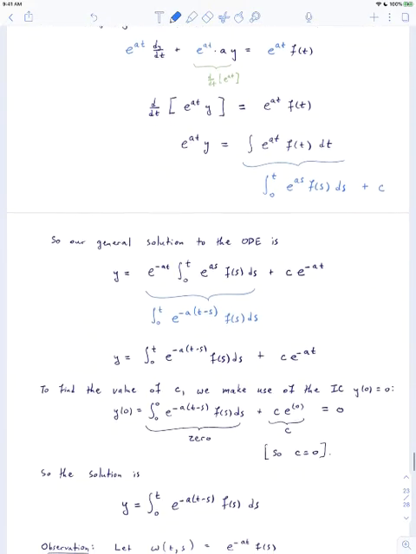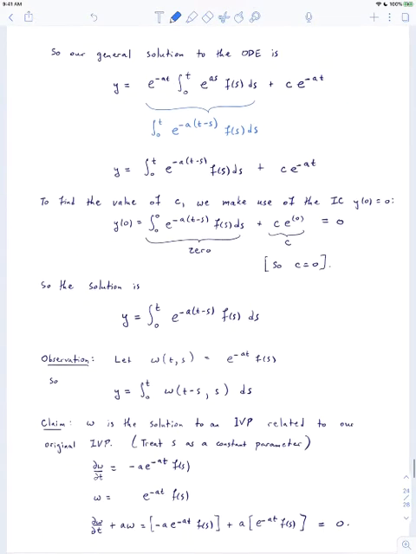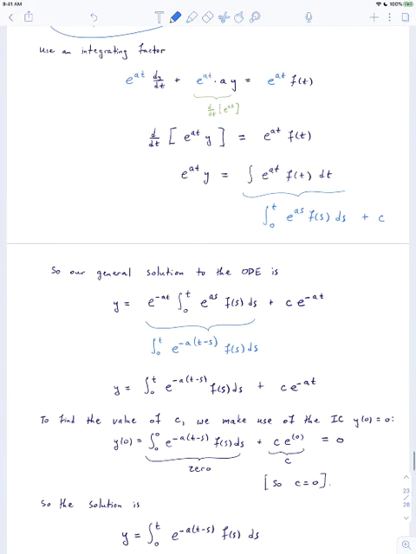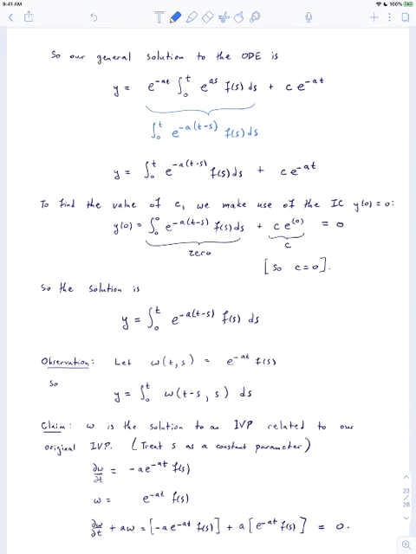So our general solution to the ordinary differential equation is given here. Remember that you just have to divide by e to the at or multiply by e to the negative at, depending on how you prefer to describe it. But now we have a general solution to the ordinary differential equation. Y is equal to e to the minus at times this definite integral, the integral from 0 to t of e to the as f at s ds, where s is just our dummy variable. Now this term here is the antiderivative of e to the at f of t. We don't know what f of t is, so we can't write down an explicit antiderivative. So instead we write down the antiderivative in terms of a definite integral.